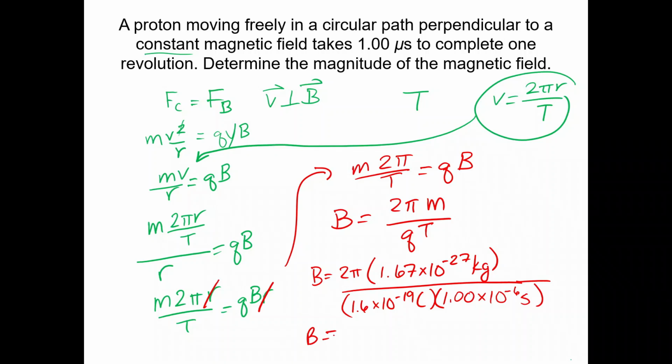And I get that my magnetic field strength is 0.0656 Teslas. So that's an example of how you would solve that. So once again, you have to work within the limitations of what is given on the formula sheet.